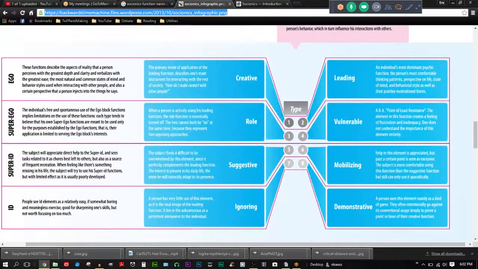So the key here, this is one of the things I was having a lot of difficulty with, was this issue of which is named the role function. It seems to indicate here it is in fact the third function, and when a person is actively using his leading function, the role function is essentially turned off. The two cannot both be on at the same time because they represent two opposing approaches.